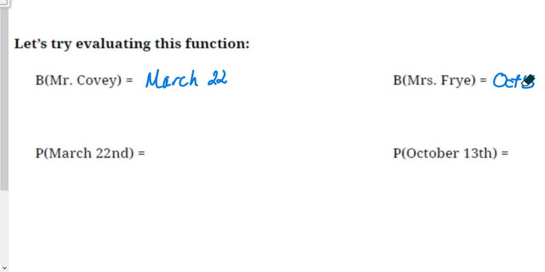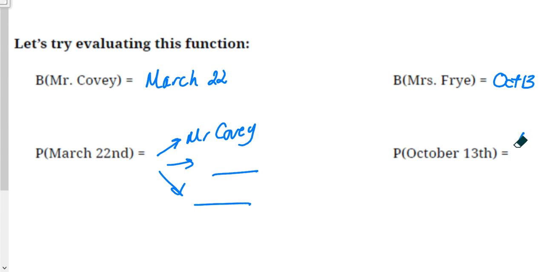That seems really good. Seems very mathy, very concrete, specific. Now let's look at what happens with the quote-unquote reverse way, though. Okay, if I have P of March 22nd, sure, that would give me Mr. Covey. But there are other people who have that birthday too. He's not the only one. And the same thing would happen with October 13th, right? We would get the very formidable Mrs. Fry, but there are other people who have that birthday as well.